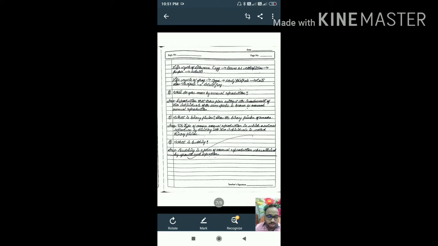We discussed asexual reproduction, which means reproduction where two individuals are not involved. Asexual reproduction has two types. One is binary fission, one is budding, which takes place in hydra, and binary fission takes place in amoeba. So budding in hydra will be the homework for you. And what is budding? Budding is the form of asexual reproduction characterized by growth and separation.